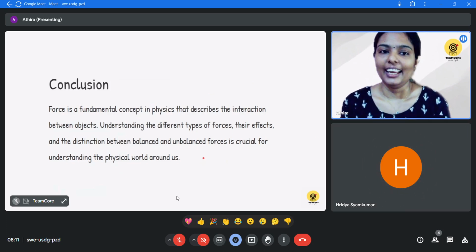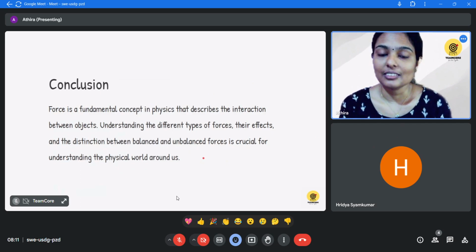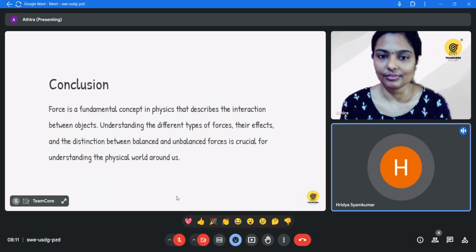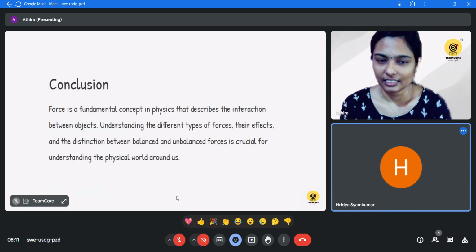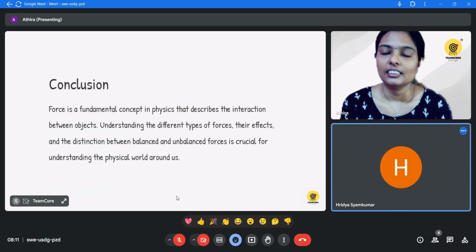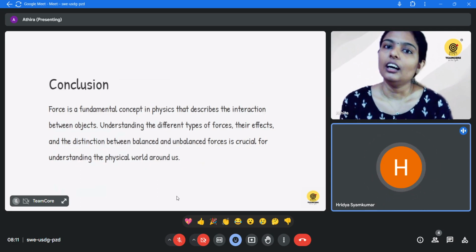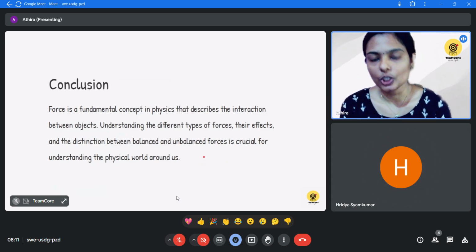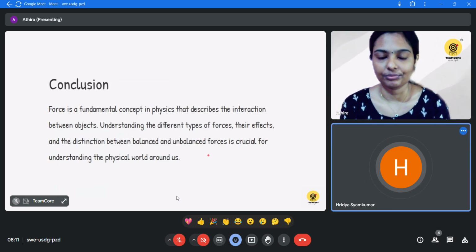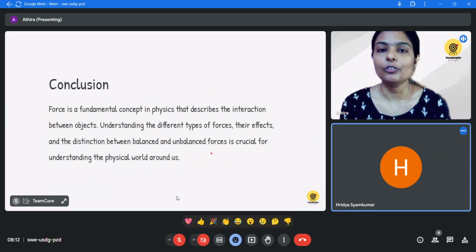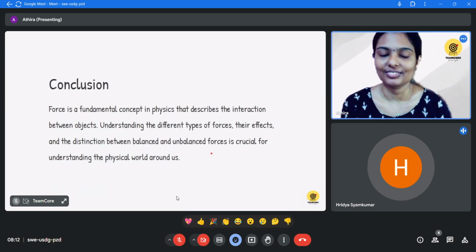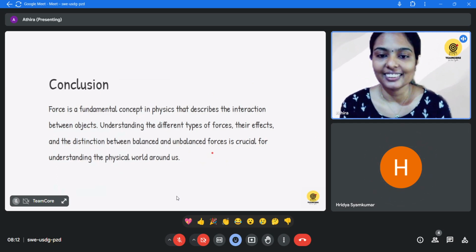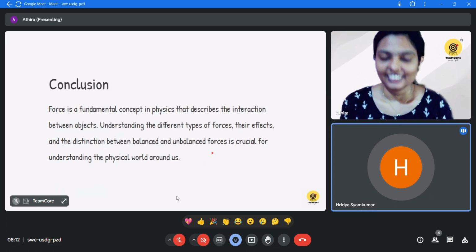And what is unbalanced force? The forces are not equal in magnitude, and they act either in the same direction or in the opposite direction. Then the net force will not be zero. And unbalanced forces can change the state of motion of a body. Balanced forces cannot change the state of motion of a body.